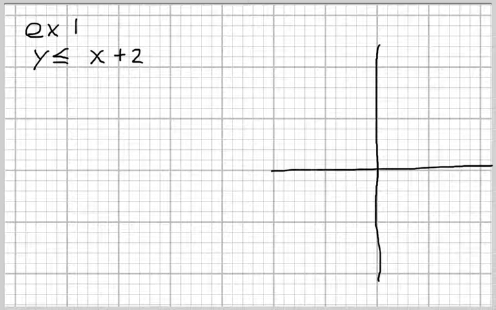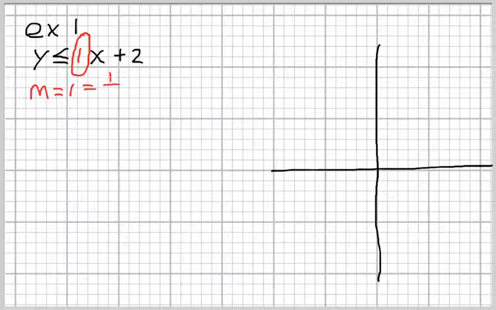So here we have y is less than or equal to x plus 2. The process of graphing it is going to be the same as if it was an equal sign. So we need to identify our slope, that's the number with the x. If there isn't a number there, it's a 1. Slope, we need rise over run, so we have a 1 over 1, or a negative 1 over negative 1.